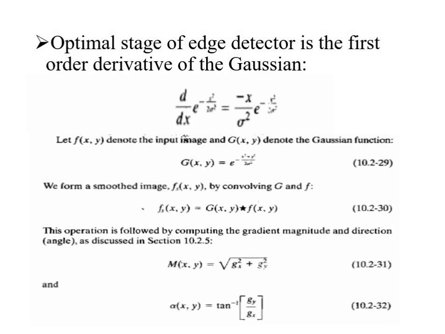We form a smooth image fs(x, y) by convolving g and f, that is fs(x, y) = g(x, y) * f(x, y). This operation is followed by computing the gradient magnitude and the direction, that is M(x, y) = square root of gx squared plus gy squared, and alpha(x, y) = tan inverse of gy upon gx, with gx equal to del fs upon del x and gy equal to del fs upon del y.